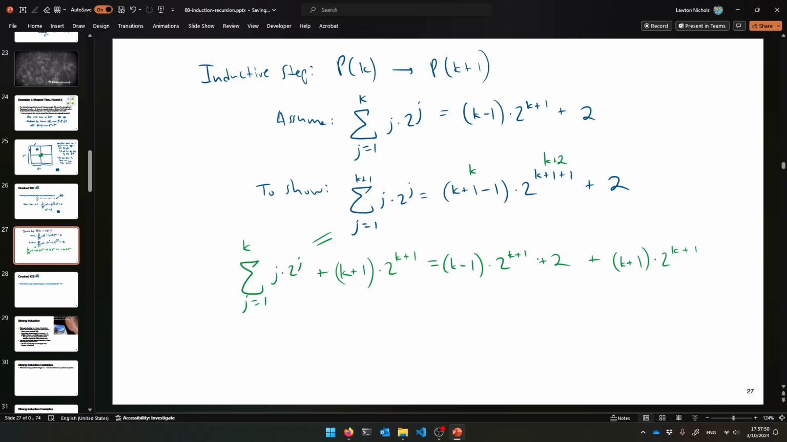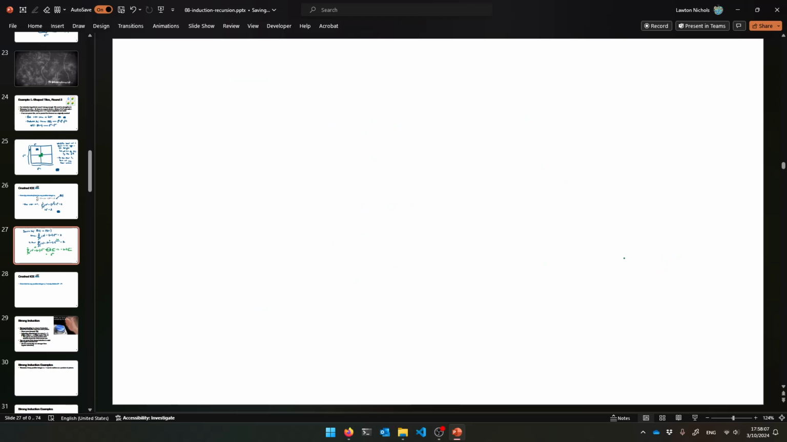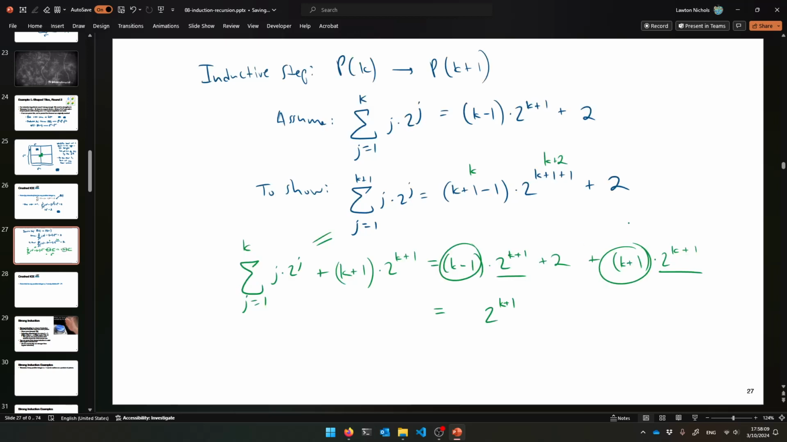So how could I do that? I have a bunch of things times 2 to the k plus 1. Let's extract those. Do you see that? So this is something times 2 to the k plus 1. This is another something times 2 to the k plus 1. Let's get them next to each other. And how many 2 to the k plus 1s do I have? I have k minus 1 here and k plus 1 here. And so that's going to be 2k, right? Because the 1s cancel each other. It's 2 times k. It's 2k that many, okay?